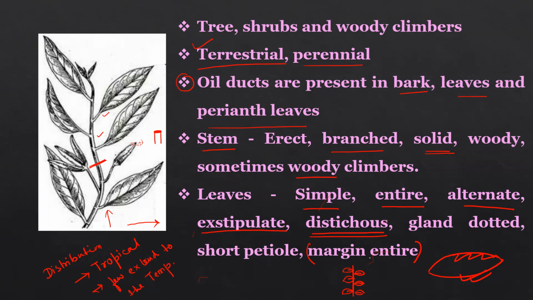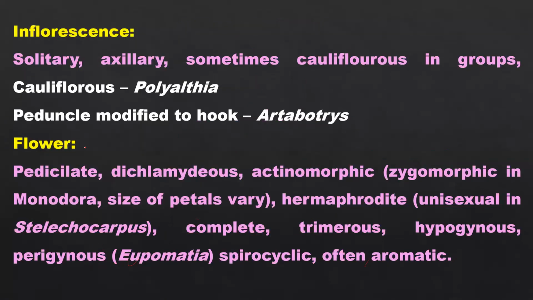They are gland dotted. Short petiolate. See, look at this. The petioles are short. It's not too long. Okay. So this distichous leaf arrangement is also known as two-ranked arrangement. Okay. So these are some of the most important features of the leaves in this family. Okay.